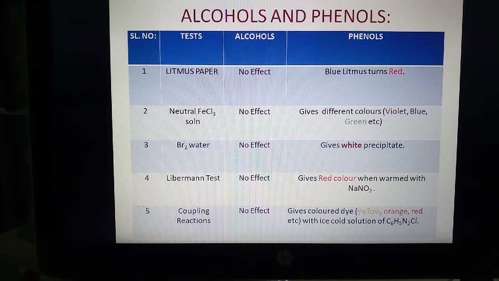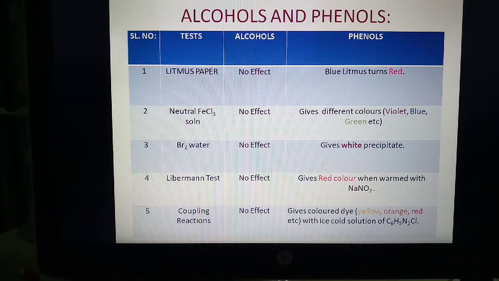The fourth point is Liebermann's test. Liebermann's test with alcohols has no effect, but with phenols it gives a red color when warmed with sodium nitrite. I repeat, it gives a red color when warmed with sodium nitrite.